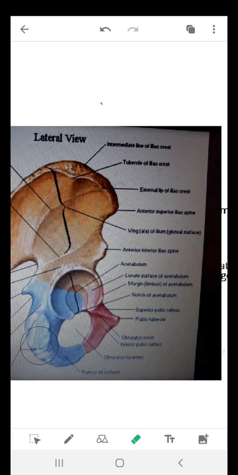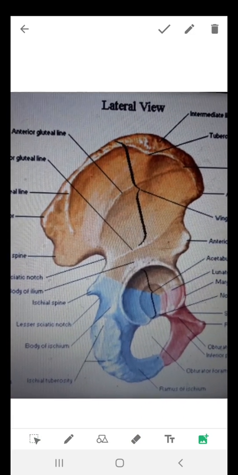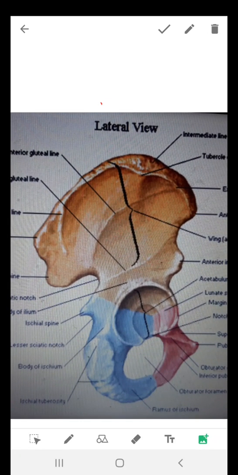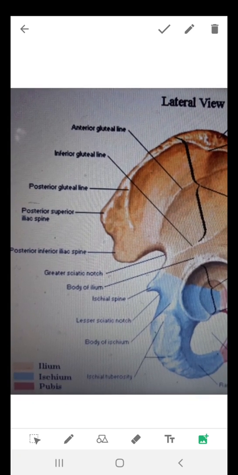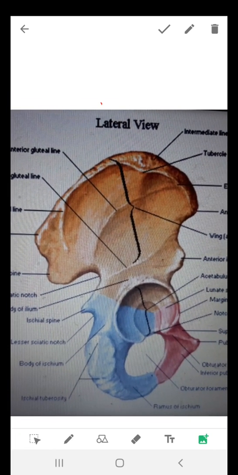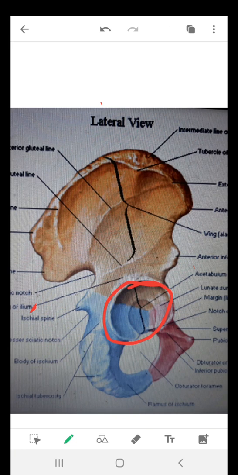Now let's clean this off. Let's talk about the posterior part of the bone. There's something I didn't introduce: the ilium. The introduction of the ilium is simple. All you have to say is that the ilium forms the superior part of the pelvic bone, and also the superior part of the acetabulum. Don't forget that this is the acetabulum here, so the ilium forms the superior part of the acetabulum.